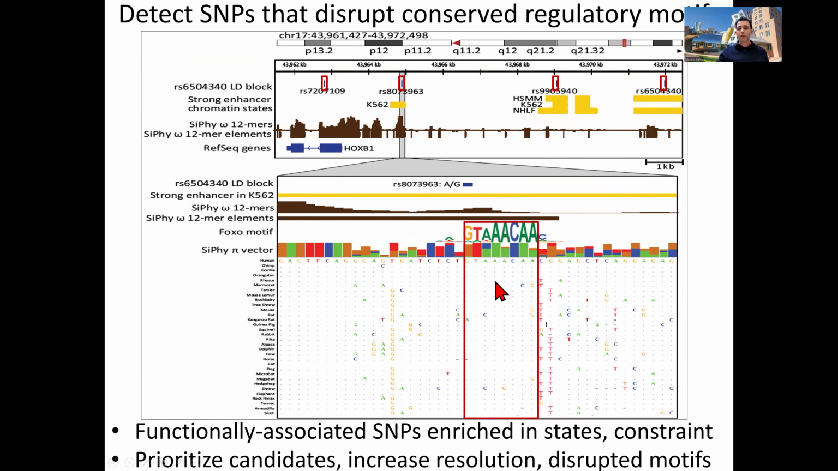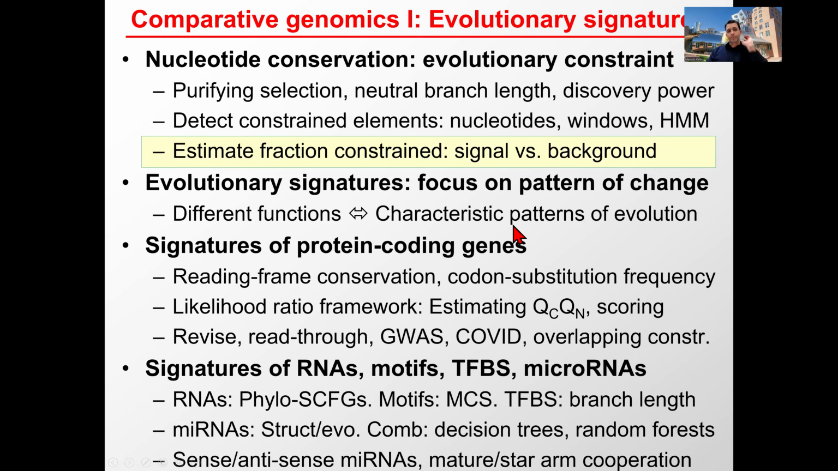And you can basically say, okay, well, this region here appears to be matching a motif. And guess what? There's a mutation associated with a phenotype that changes this G into an A in the human genome, even though that G appears to be evolutionarily conserved. So that suggests that that mutation might actually be causal through disrupting that regulatory motif. Everybody with me here? Awesome.